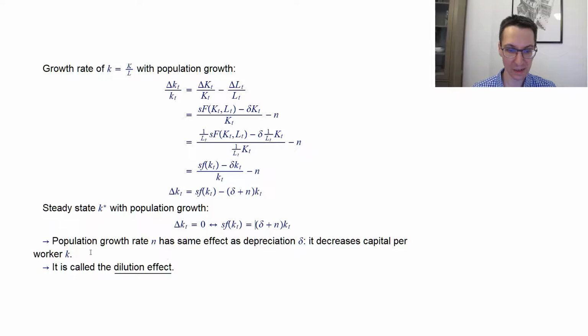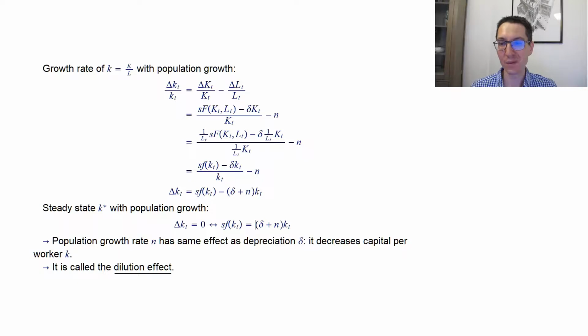So then I get that sf(kt) equals (delta plus n) times kt. Right, so we can see that the population growth rate n has essentially the same effect as depreciation. So it decreases per capita capital, capital per worker.